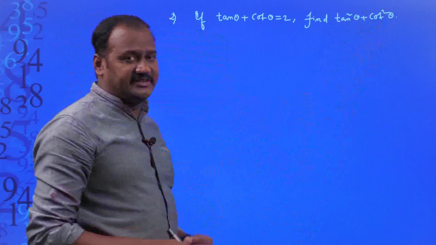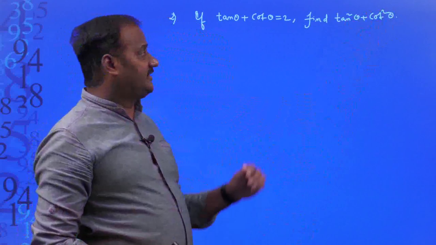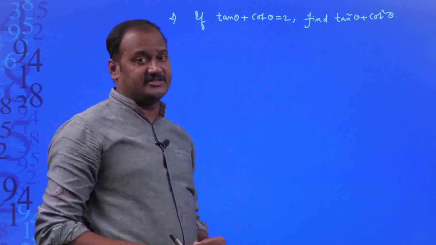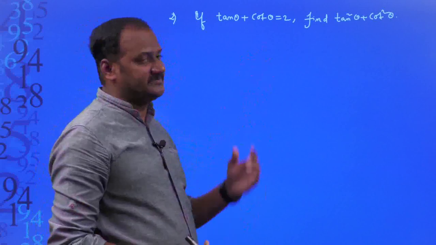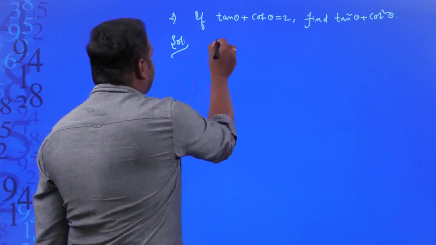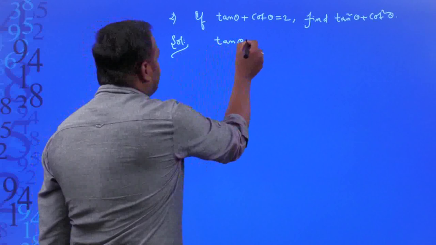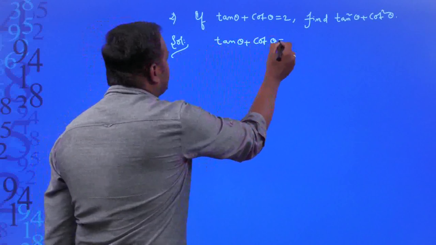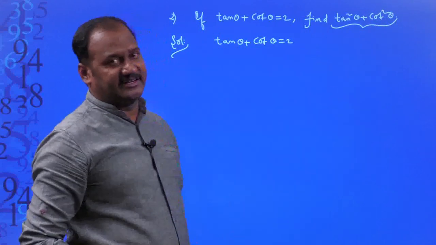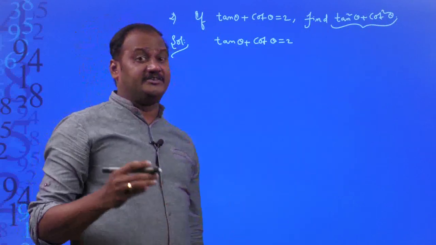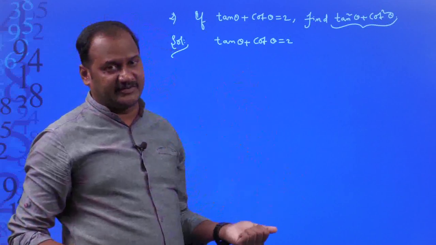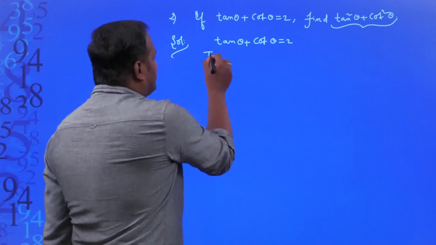What is the information given in the problem and what are you going to find? The value of tan theta plus cot theta is given as 2. Now, you are going to find the value of tan square theta plus cot square theta. How is that possible? Since you need to find the value of tan square theta plus cot square theta, it is understood that you need to square it on both the sides. When you square it on both the sides, then only you get tan square as well as cot square.